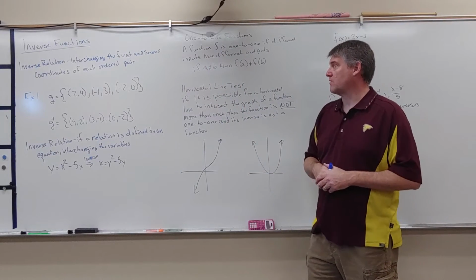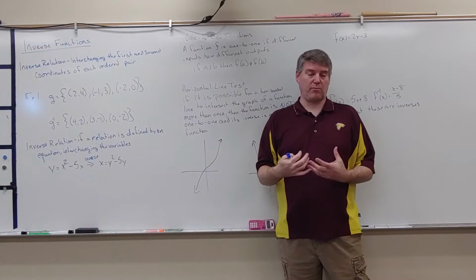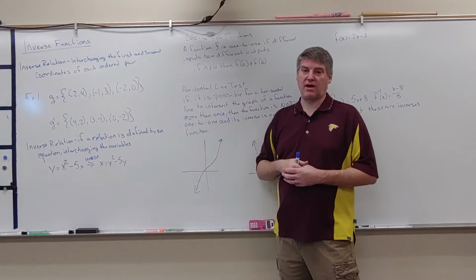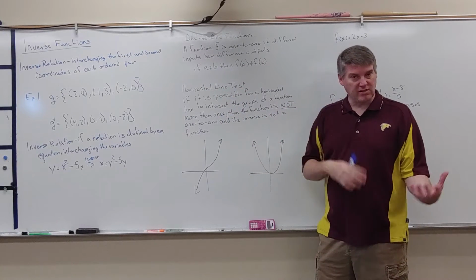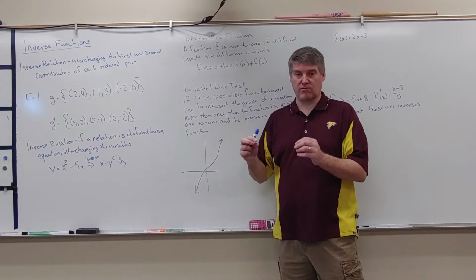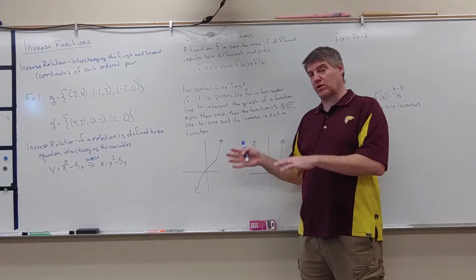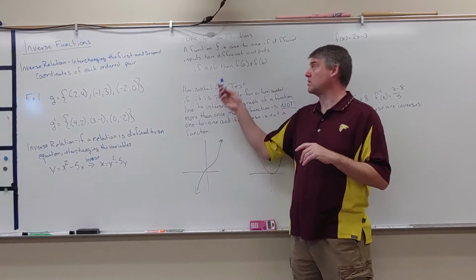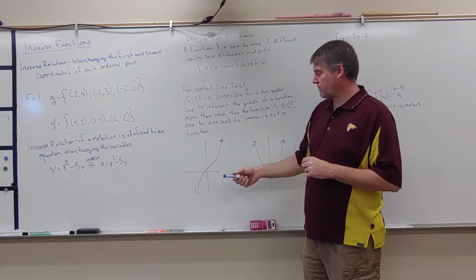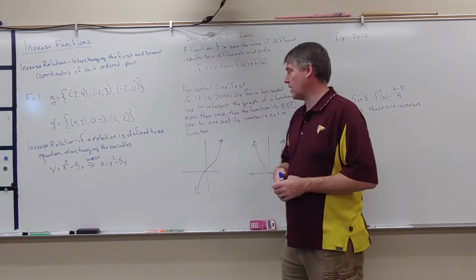A function is one-to-one if different inputs give us different outputs. So if A does not equal B, then f of A does not equal f of B. You can look at the flip side: if A equals B, then f of A has to equal f of B. They have to be the same. So for every input there is only one output, and for every output there is only one input. Very important, because if our function's one-to-one, then our inverse is also a function.